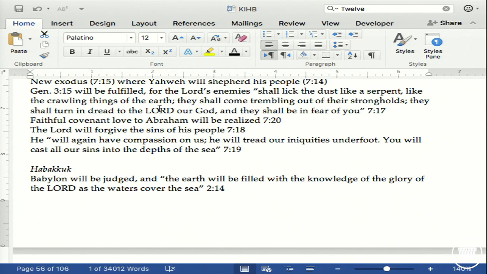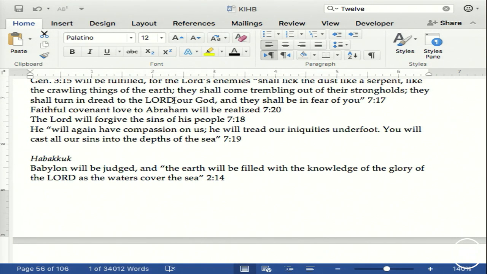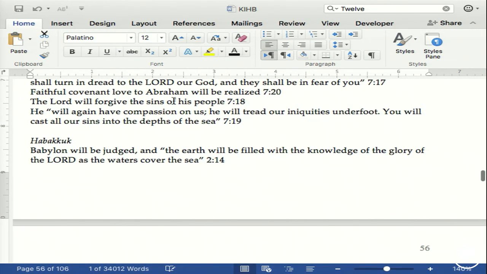where Micah says, the Lord's enemies shall lick the dust like a serpent. Genesis 3:15, right? The offspring of the woman will win. The enemies will lick the dust like a serpent. Like the crawling things of the earth, they shall come trembling out of their strongholds. And some shall turn in dread to the Lord our God, and they shall be in fear of you.